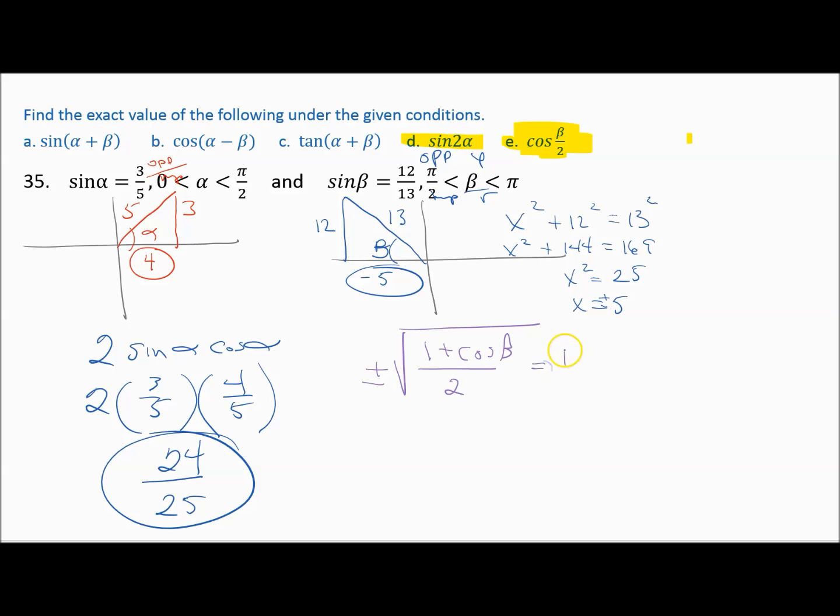And that gives me plus or minus. We're not going to handle the plus or minus until the very end. 1 plus, and then the cosine of beta is going to be adjacent over hypotenuse. So negative 5 over 13 divided by 2. Now our problem is we need to combine these fractions together. So I'm going to multiply by a unity fraction to get a common denominator. So I'm going to multiply this by 13 over 13.